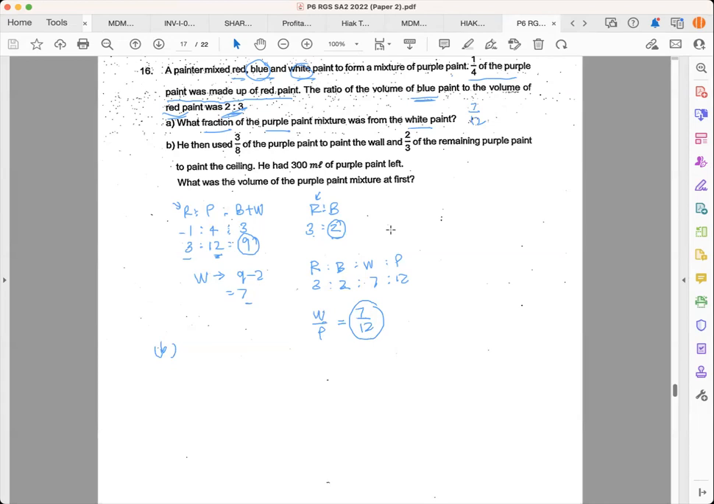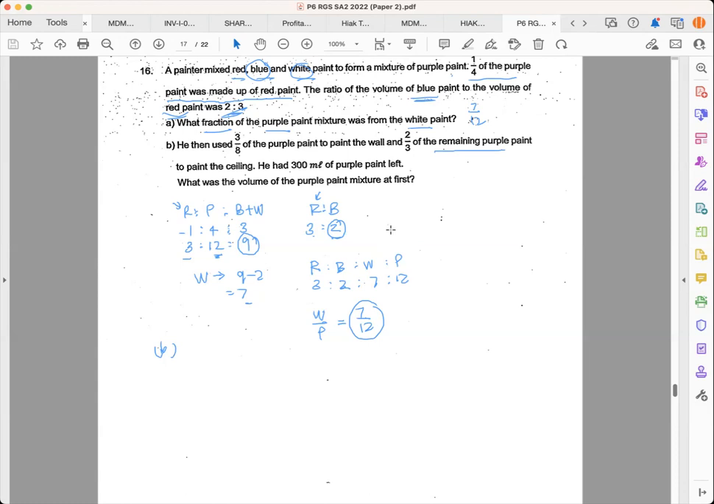So the key word here is remaining. And the word remaining should highlight to you that the approach is the model method. So let's use the model method to solve this question. Remember, whenever you see the word remaining, chances are the question requires you to use the model method to solve. So let's use the model method.